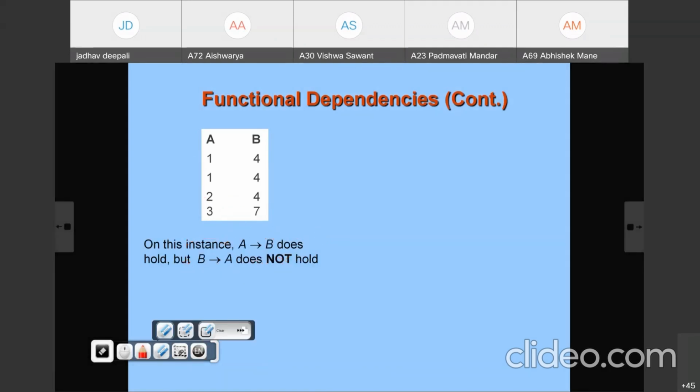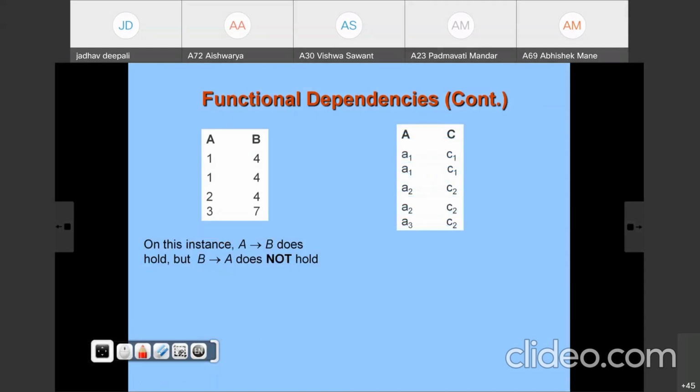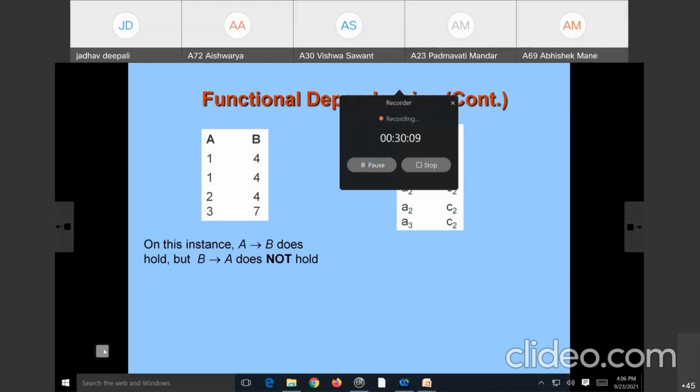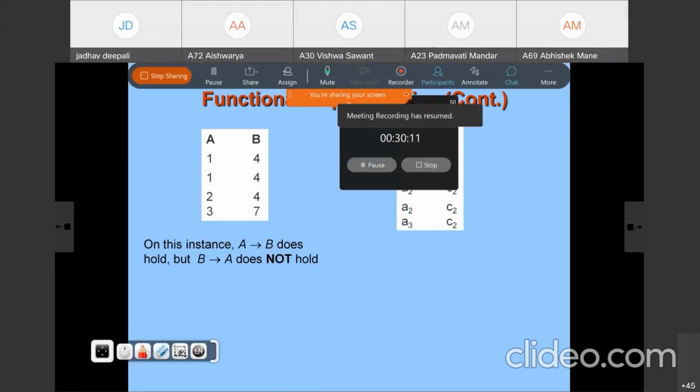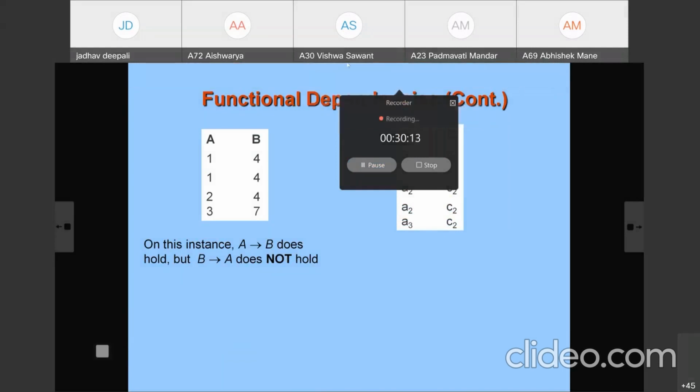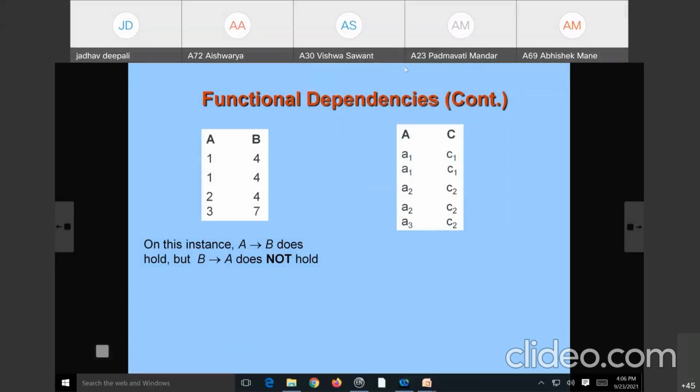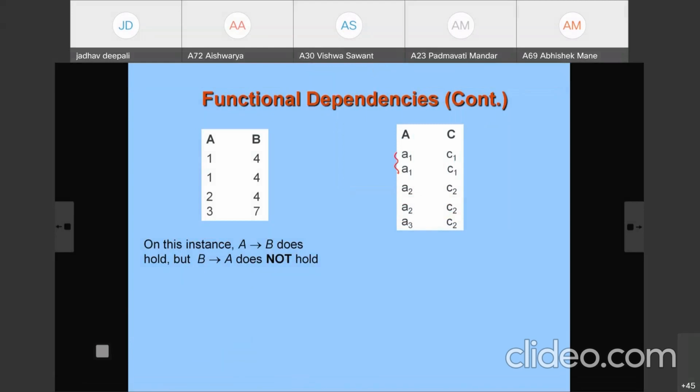Okay, now see another example. This one. So in this case, you can observe here that these two tuples have the same value. These two tuples have the same value. These two tuples have the same value. And A3 uniquely identifies C2. Then we can say A tends to C holds on R.